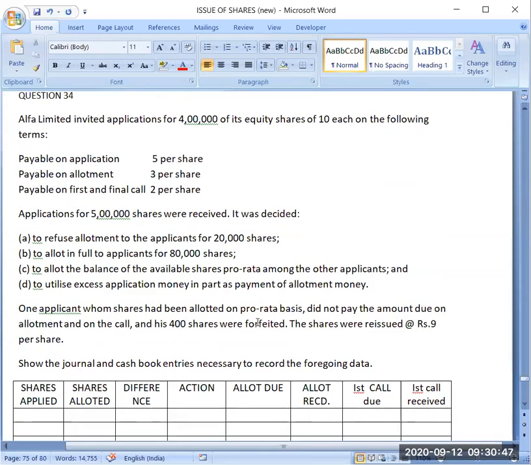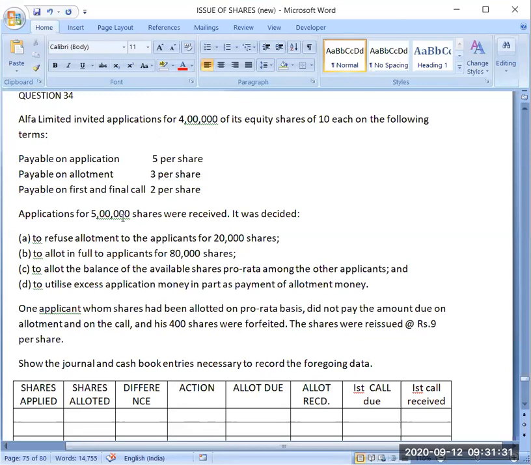Okay, now this question. Alpha Limited invited applications for 4 lakh of its equity shares of rupees 10 each on the following terms. Application 5, allotment 3, first and final call 2. So is the issue at premium or at par? Yes, because the face value is 10 and the total is also coming to 10, that's why no information is missing.